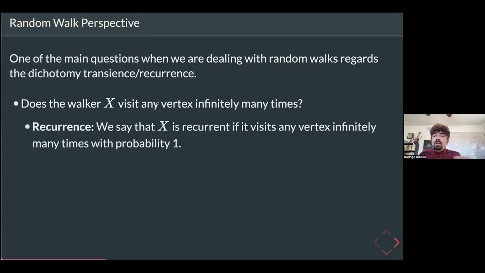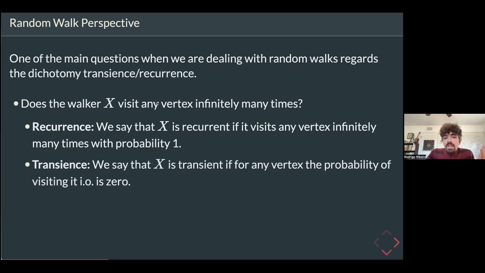So you're not only visiting the old vertices with probability one infinitely often, but even the vertices that are added by the process later are also visited infinitely often with probability one. And we say that the walker in this case is transient if for any vertex, the probability of visiting it infinitely often is zero.